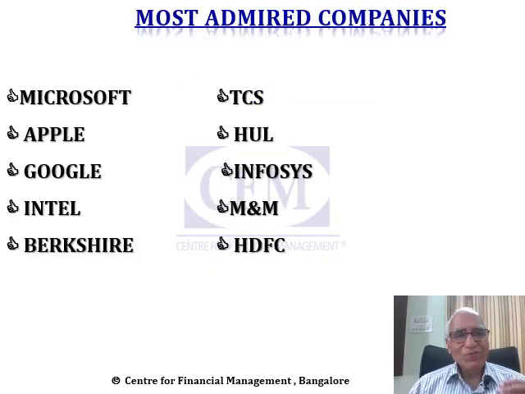If you look at some of the most admired companies in the US, such as Microsoft, Apple, Google, Intel, and Berkshire, and the most admired companies in India, such as TCS, HUL, Infosys, M&M, HDFC, we find that these companies have created considerable value for shareholders in the long run while protecting and nurturing the interest of other stakeholders.